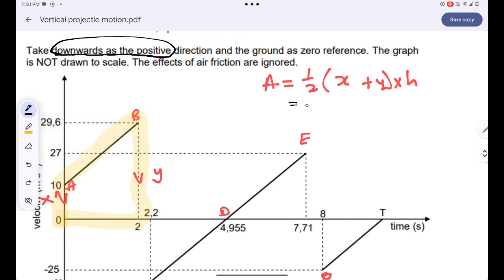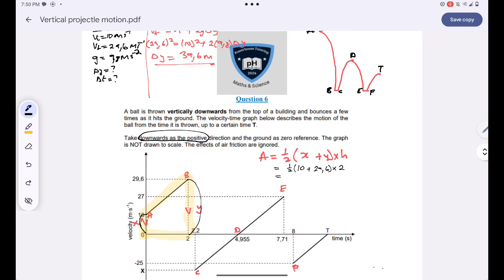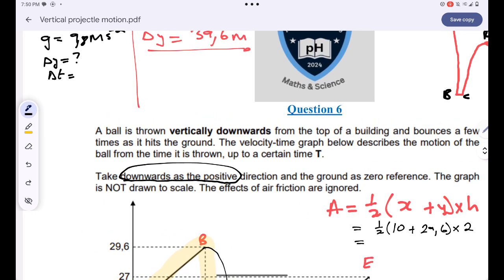The aim is not to sweat, ne? I'm kidding. The distance x, that's 10 units, and this one, that's 29.6 multiplied by the height, that's 2 seconds. Oh, I actually have the time it takes for the ball to reach the ground. Excuse me about that, guys, ne?